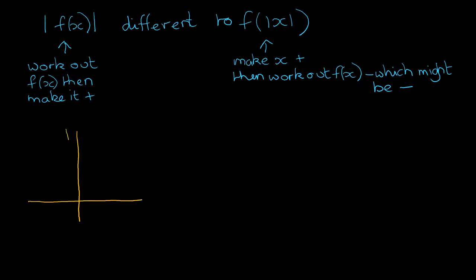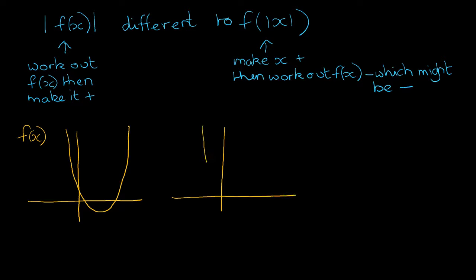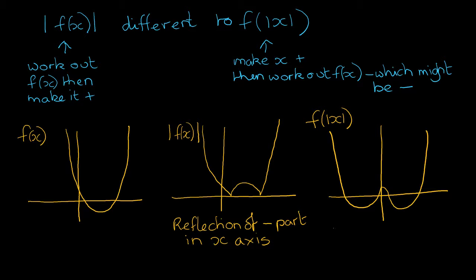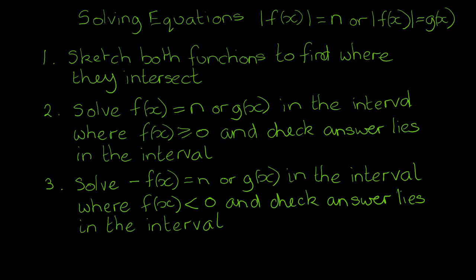So if this is a picture of our f of x, then the graph of the modulus of f of x will look like this. And what you can see is that you've got a reflection of the negative part of the original graph in the x-axis. And then if we look at the graph of f of the modulus of x, what we can see has happened there is that the part to the right-hand side of the y-axis has been reflected in the y-axis.